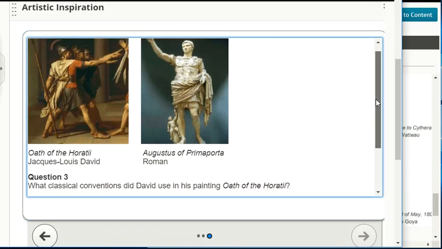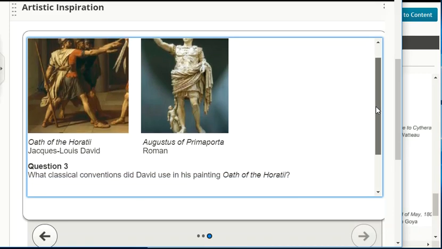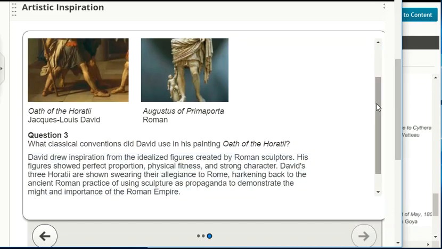Oath of the Horatii by David and Augustus of Primaporta, a Roman sculpture. What classical conventions did David use in his painting Oath of the Horatii? David drew inspiration from the idealized figures created by Roman sculptors. His figures showed perfect proportion, physical fitness, and strong character.